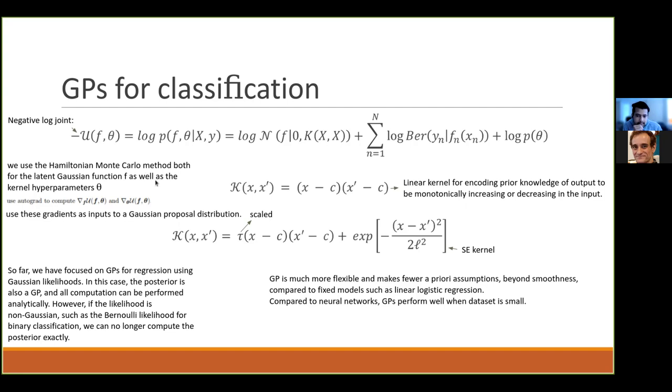Okay, so here, this term is an additive term that associates prior knowledge that we have about the model. So if there's prior knowledge that the function would be monotonically increasing or decreasing at an extreme point, that can be represented by this function.